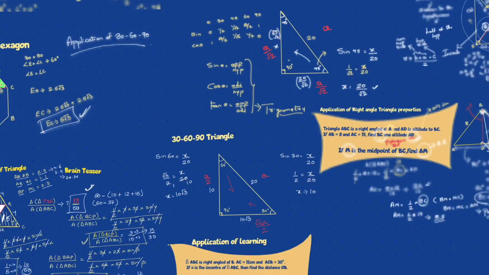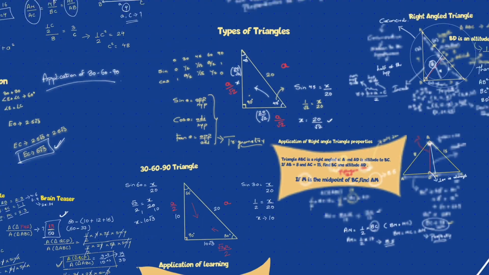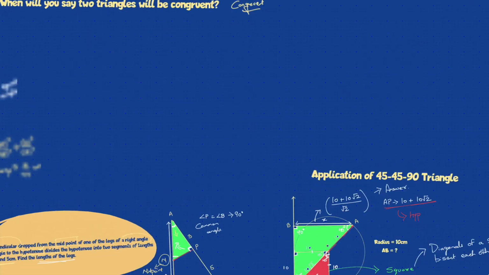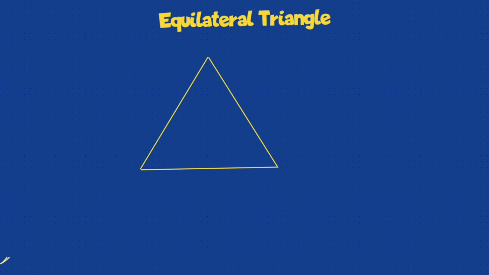Application, we see again types of triangles. We saw the 30, 60, 90 triangle and its property application. We saw the 45, 45, 90 triangle, its application. Now we see the most important triangle, which is an equilateral triangle.